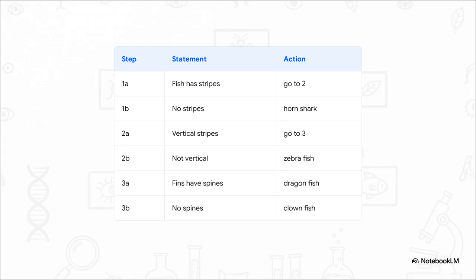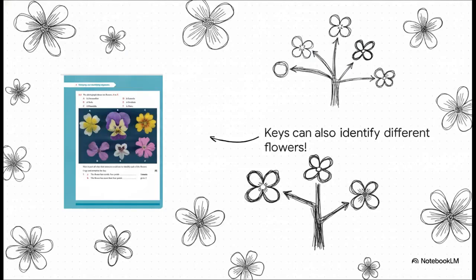See? You're a natural. And this brilliantly illustrates that these keys aren't just limited to animals, insects, or fish. This final challenge shows we can use the exact same paired statement logic for botany. Look at these flowers. We can sort them by simply counting their petals. A key could start with 1A. The flower has exactly 4 petals, versus 1B, the flower has more than 4 petals. If it has exactly 4 petals, like flower D, the key immediately tells us it is Lunaria. The logic is totally universal.